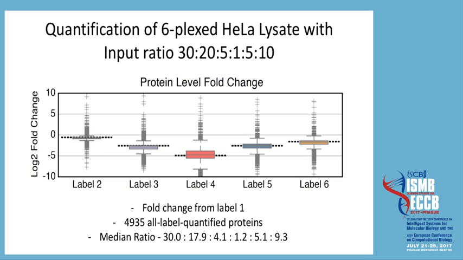And using Q Exactive, a very widely used spectrometer, 16 fractionated data sets were generated and analyzed by EPIQ. EPIQ successfully reported about 5,000 all-labeled quantified proteins, so proteins whose labels are all quantified. Sometimes it fails to quantify some labels if the quantity is just too small. And this box shows the log2 fold change from label 1. The dotted black line specifies the input ratio, so the reported ratio was not seriously biased for any label, as you can see from this red box.